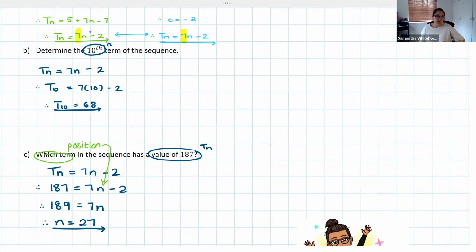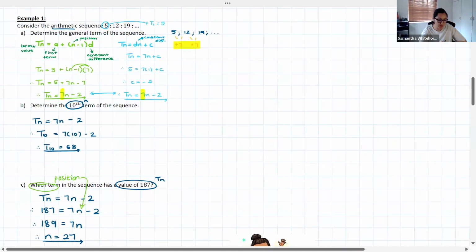Now, remember, you do not have to go and say, therefore, the value of the 27th term is 189. That's not necessary. You telling me n equals 27 is answering the question. So there's no need to write out a sentence. Obviously, if you feel that way, you can, but we try and save as much time as we can. All right, so I'm just going to make that a touch smaller in case you want a screenshot. Does anyone have any questions about this first example?